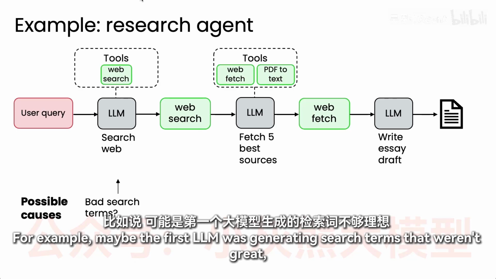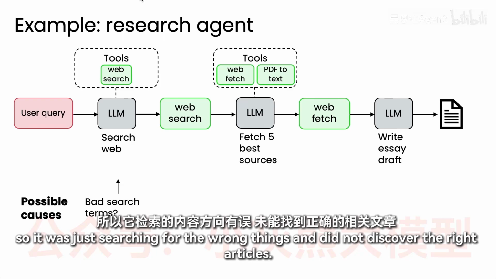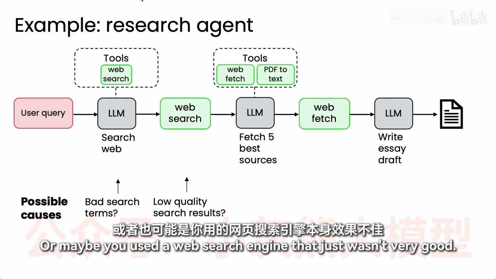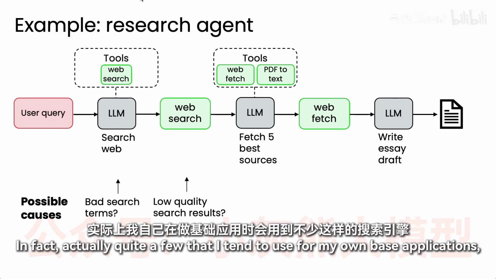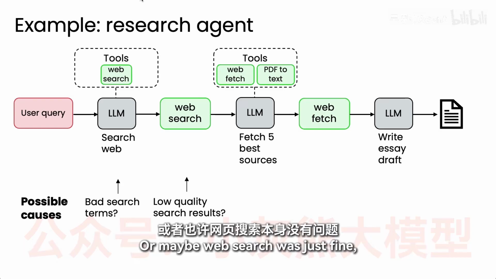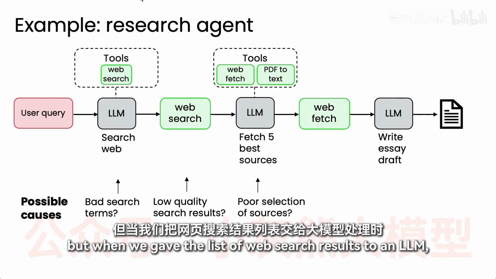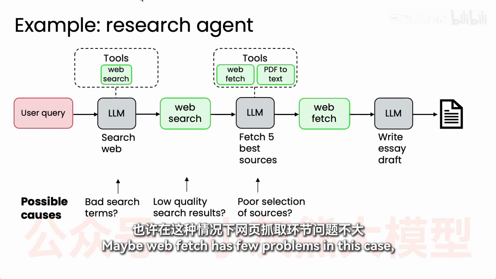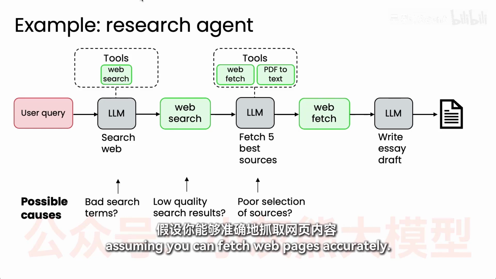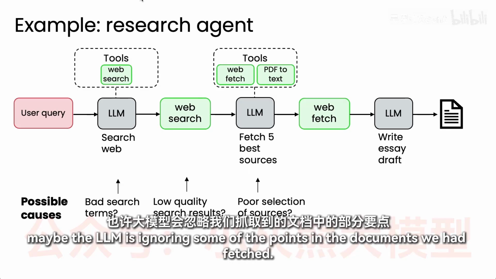For example, maybe the first LLM was generating search terms that weren't great, so it was just searching for the wrong things and did not discover the right articles. Or maybe you used a web search engine that just wasn't very good. There are multiple web search engines out there. In fact, there are quite a few that I tend to use for my LLM-based applications, and some are better than others. Or maybe web search was just fine, but when we gave the list of web search results to an LLM, maybe it didn't do a good job choosing the best handful to download. Maybe web fetch has fewer problems in this case, assuming you can fetch web pages accurately. But after dumping the web pages into an LLM, maybe the LLM is ignoring some of the points in the documents we had fetched.